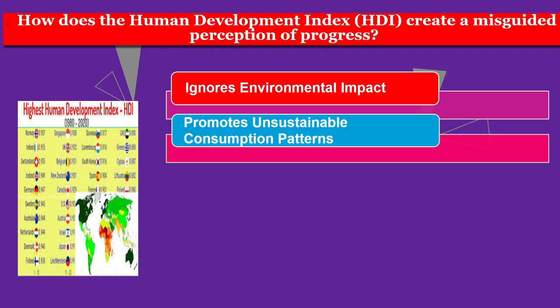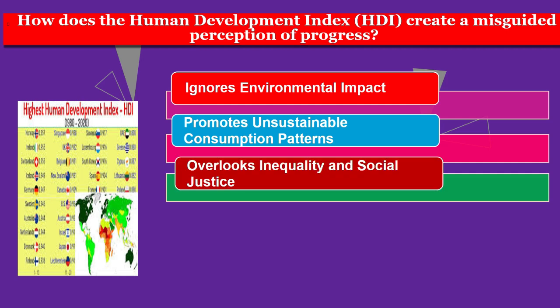It celebrates the lifestyle of affluent countries without considering whether this consumption pattern can be replicated globally. That is, if every country consumed resources like the European Union, we would need multiple Earths to sustain global life. Second, it overlooks inequality and social justice.